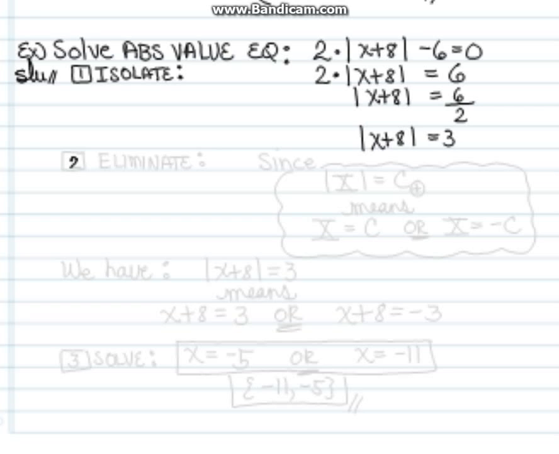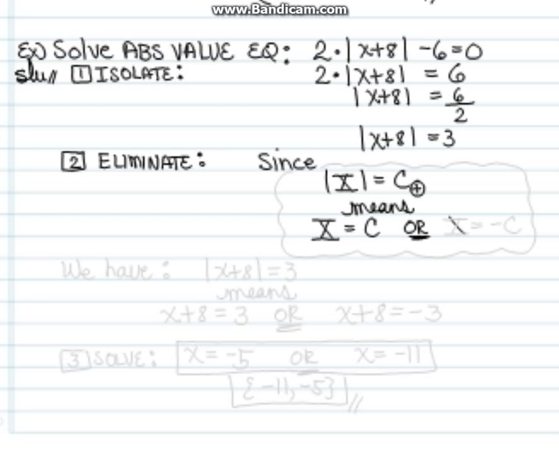Okay, now we're ready for step 2 since we finished isolating the absolute value. Now, step 2, we're going to eliminate the absolute value bars. And to eliminate those bars, we have to remember the rule that says when the absolute value of capital X is equal to a positive number C, that means that the stuff inside of the bars, capital X, is either going to be equal to C or it's going to be equal to negative C.